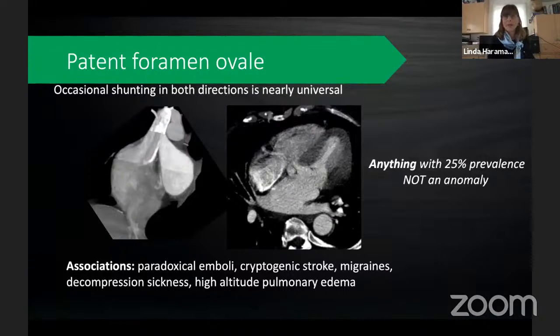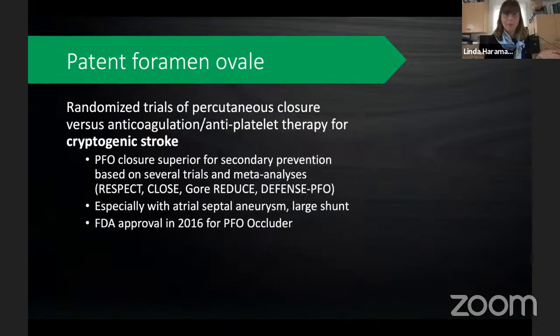So PFO is probably somewhat globally a risk factor for different things, including paradoxical emboli, cryptogenic stroke, migraines, decompression sickness, high altitude pulmonary edema, and population studies of people who have these illnesses show a higher prevalence of PFO. But when you look at the broader population of people with PFO, their risk of any of these particular events is actually very similar to the general population. So it's a very, very low risk if you are an asymptomatic person with a PFO.